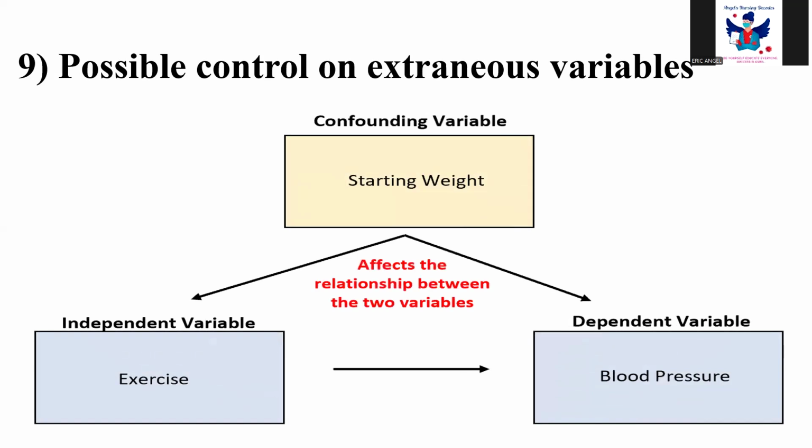Next, possible control on extraneous variables. An efficient design can maximize results, decrease errors, and control pre-existing or impaired conditions that may affect the outcome of the study. The maximized efforts of the researcher should maximize control. Therefore, possible control over the extraneous variables may affect the selection of the research design.